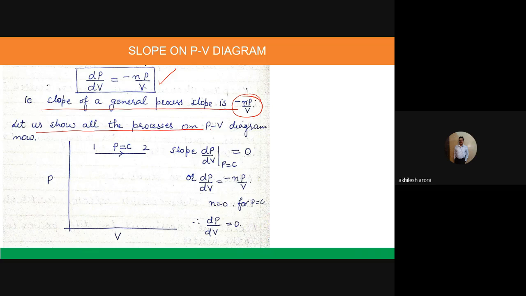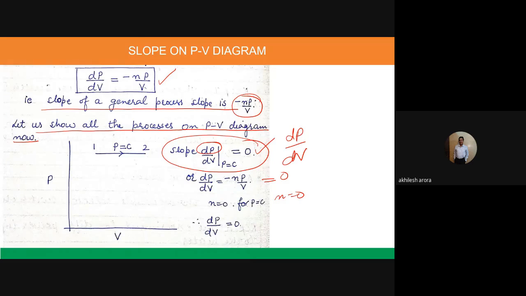Let us show all the processes on the PV diagram now. First case, I am considering a constant pressure process, and I have to calculate dP by dV. So I have written this particular equation. Now what is the value of dP? dP becomes 0 because pressure is constant. So the slope is 0. So what is the value of n from this equation? If you calculate the value of n, because this value is 0, the n will come out to be 0.